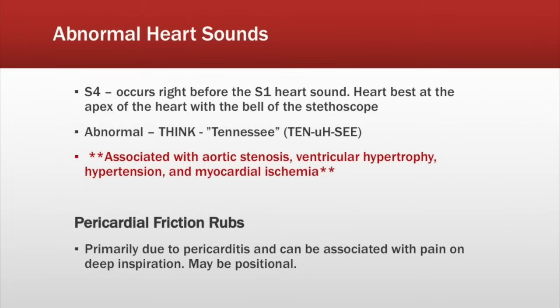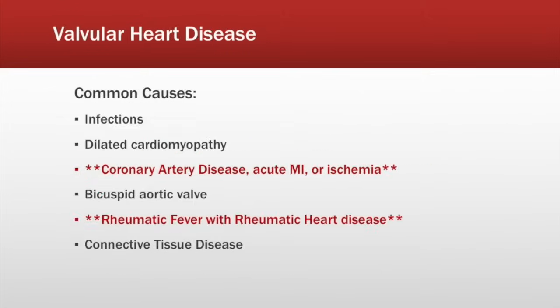There are also pericardial friction rubs, which can be primarily due to pericarditis and can be associated with pain on deep inspiration, and it could be positional. For the test, if you have a question that says that they have a pericardial friction rub, then you need to rule out pericarditis. Some of the abnormal heart sounds can be murmurs, which are often caused by valvular heart disease.